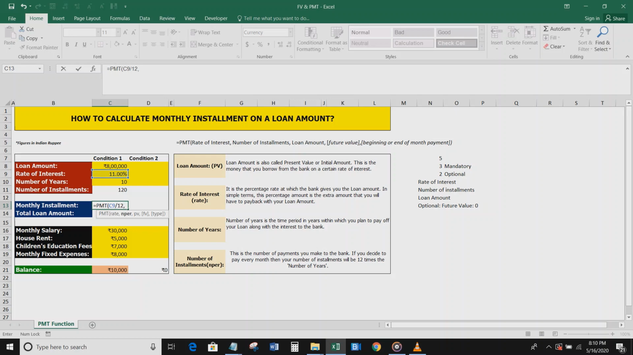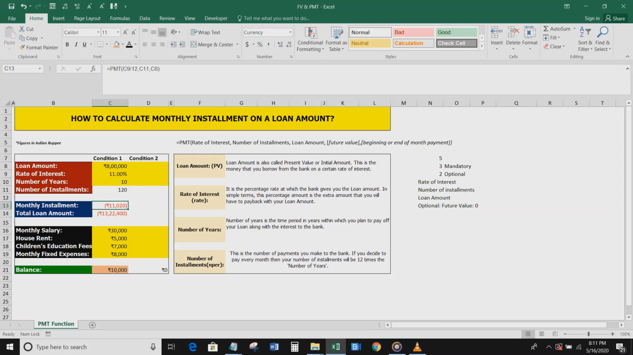The second argument is the number of installment payments, and in my case, I plan to pay off in 120 installments. The third argument is the loan amount that I have to pay back. So my loan amount is 8 lakh rupees, and I'm going to omit the optional arguments, thus letting the function use the default values, and I will press the enter key.